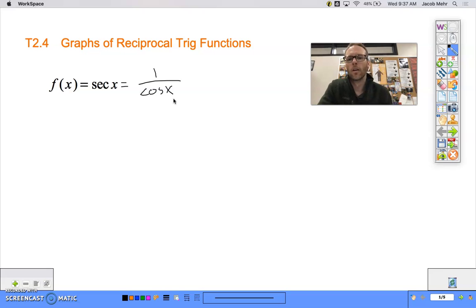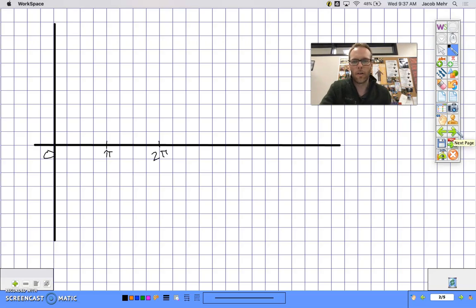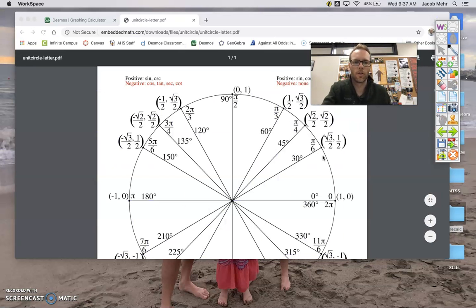All right, so I've got a graph ready to go, putting 0, pi, 2 pi on. With cosine, we have our 5 favorite points. Let's figure out 5 points on secant, and let's see what we've got. Now, let me put on, I'll make this 1, I'll make that -1. All right, so let's work our way around the unit circle.